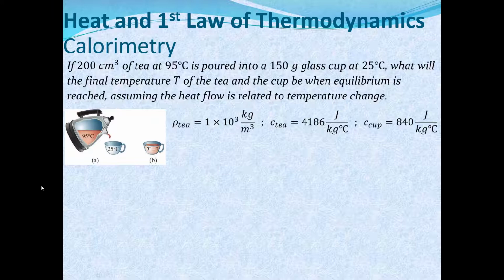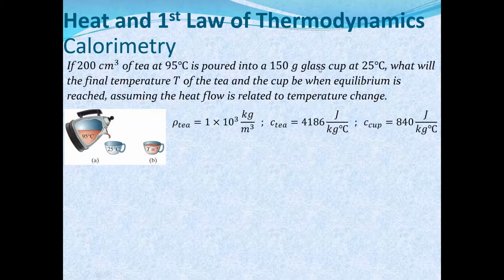All right, so here we have some tea that's at 95 degrees. It's being poured into a cup at 25 degrees, and we want to figure out what is the final temperature that they're going to end up reaching as heat gets transferred. Because this is the hotter object, it's going to end up losing heat, and this one's going to end up gaining heat. Now, we're going to use the MC delta T equation for both, so we're going to need mass for both.